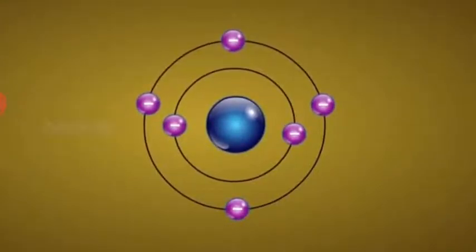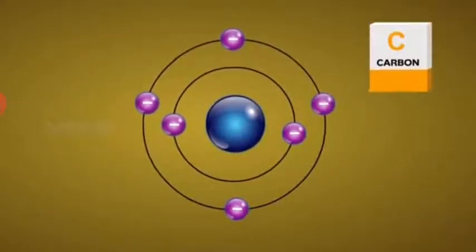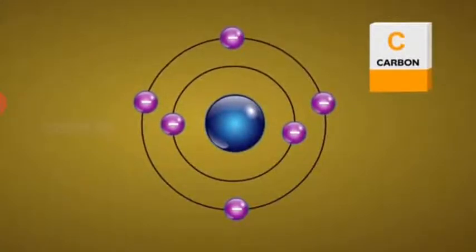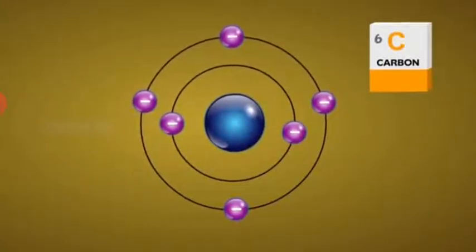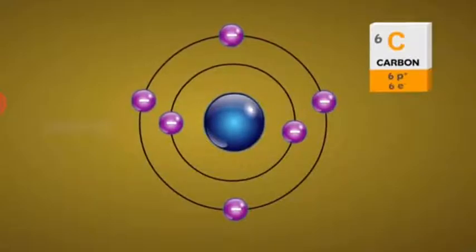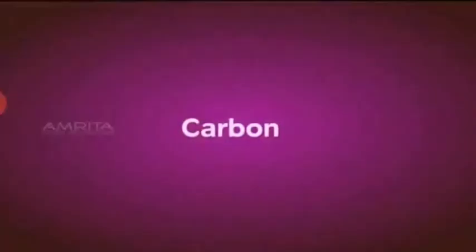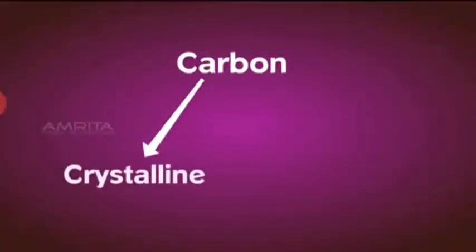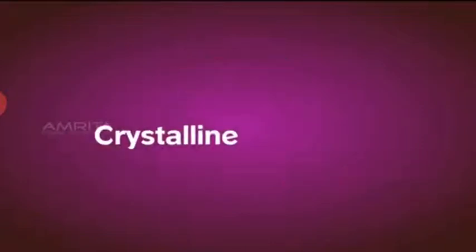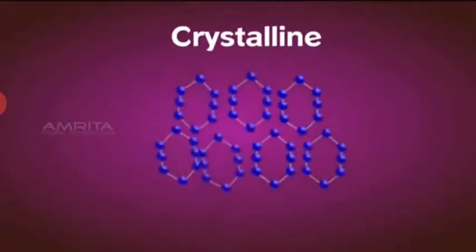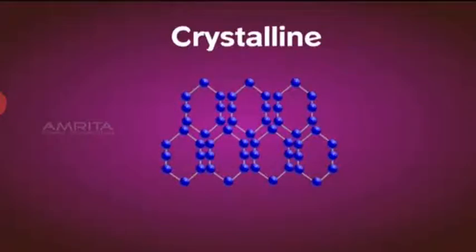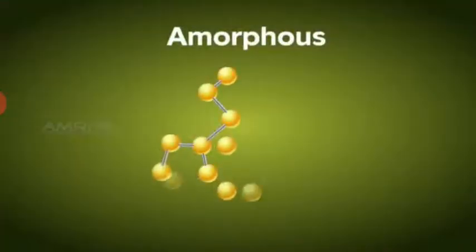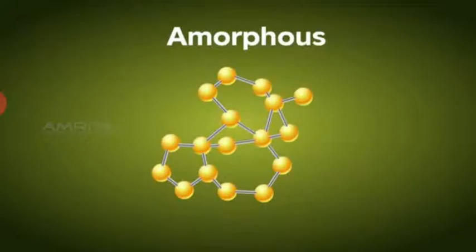Carbon is represented by the symbol C. Its atomic number is 6, that is, it contains 6 protons and 6 electrons. Carbon exists in two forms, crystalline and amorphous. In crystalline solids, the constituent particles are arranged in a definite order. But in amorphous solids, the constituent particles have no definite order of arrangement.